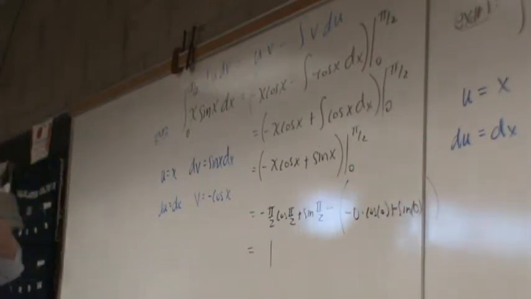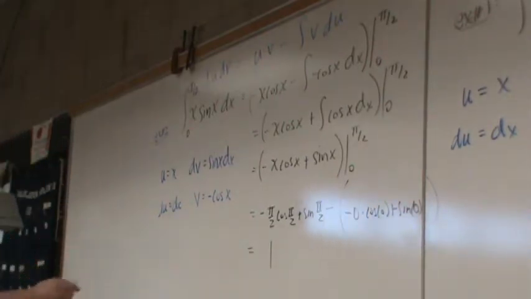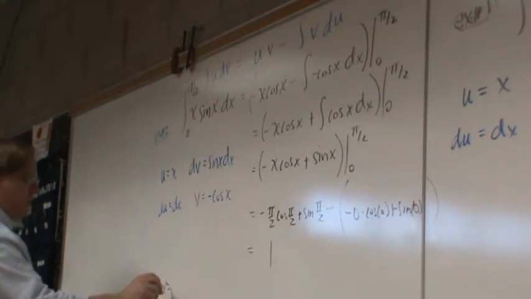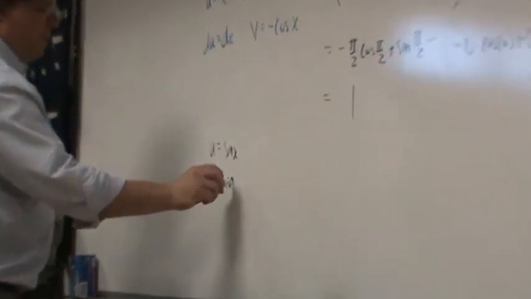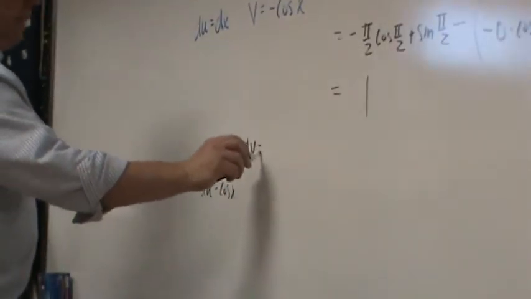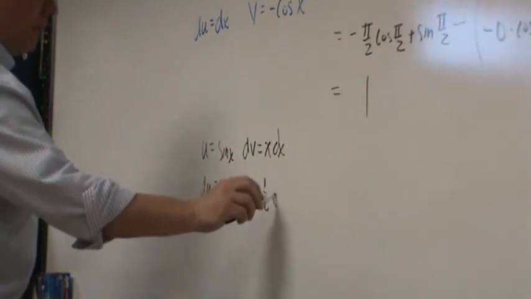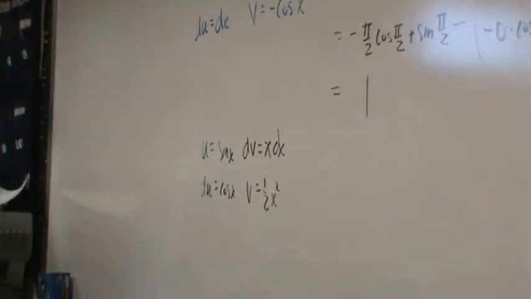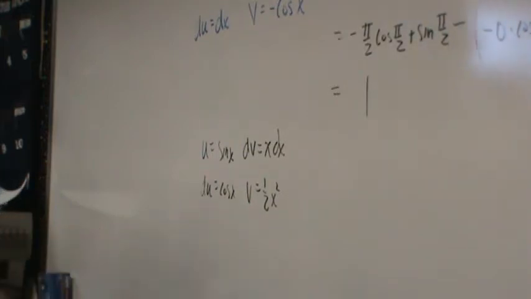Okay, Eric asked me a question. What if we had flipped them? What if we chose wrong? What if we happen to choose u equals sine x, du equals cosine x, and so dv equals x dx and v equals 1/2 x squared, right? What if we chose wrong? Then you would get totally screwed up. You guys okay with that?